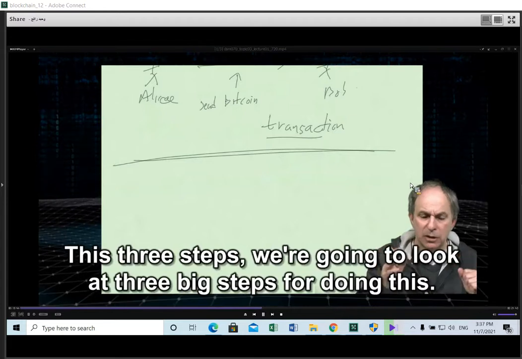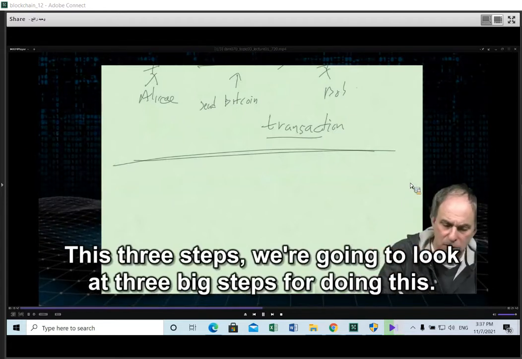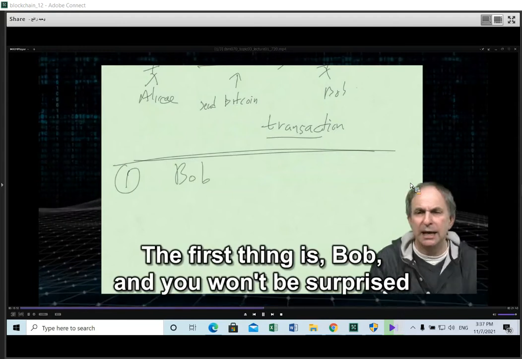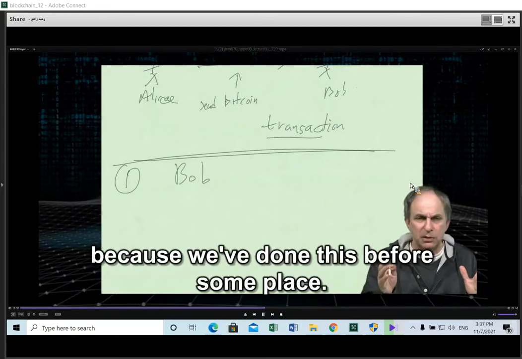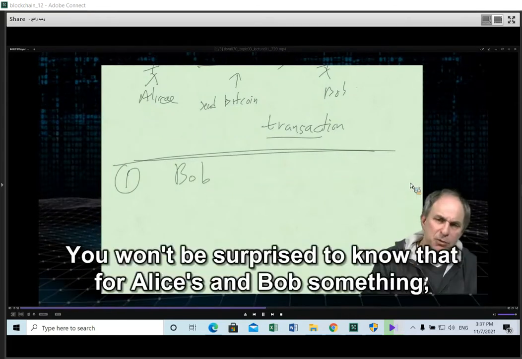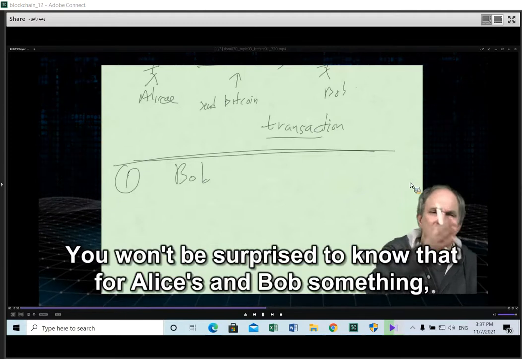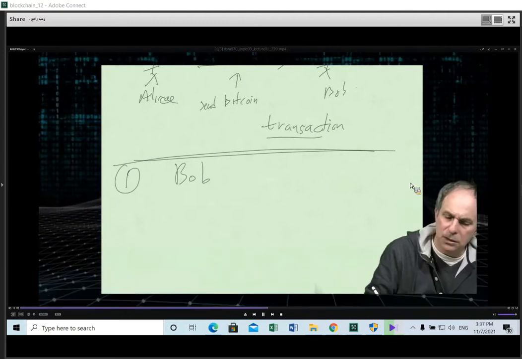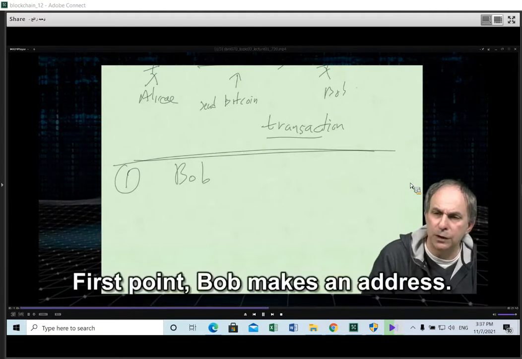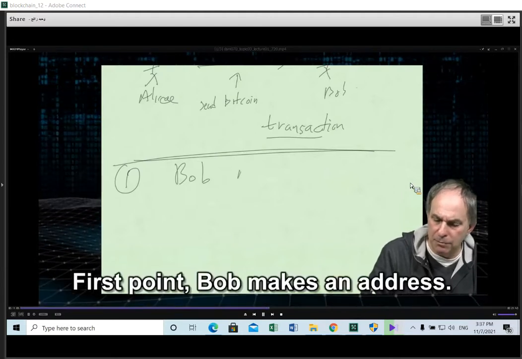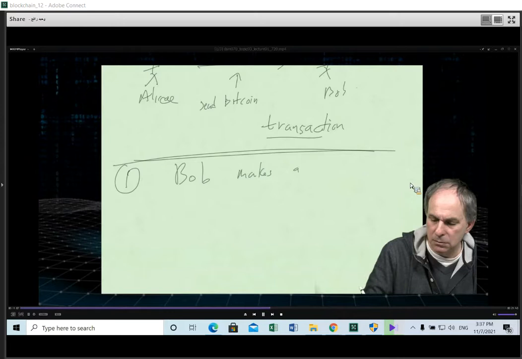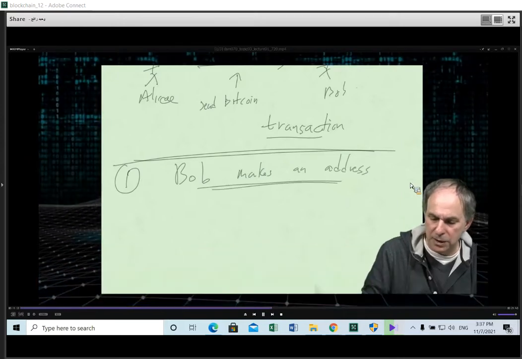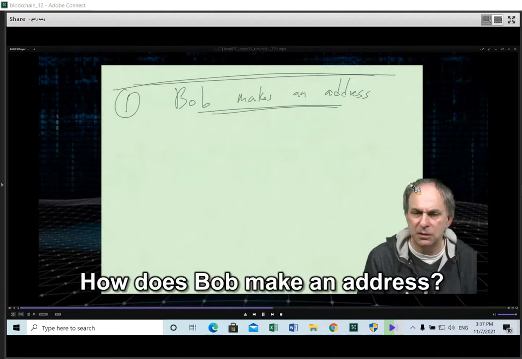There's 3 big steps for doing this. The first thing is Bob, and you won't be surprised because we've done this before someplace. You won't be surprised to know that for Alice to send Bob something, we're starting with Bob. So first point, Bob makes an address. That's the first thing that happens. Okay, how does Bob make an address?